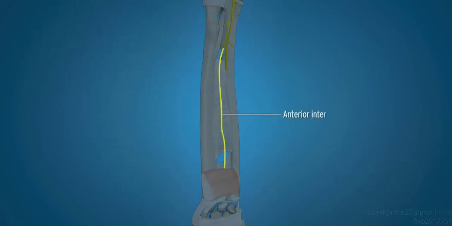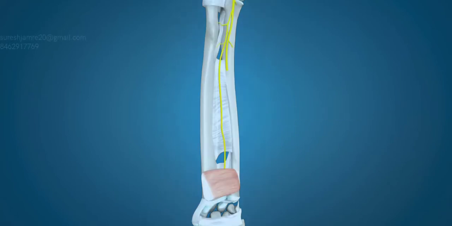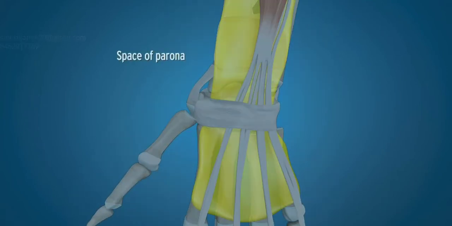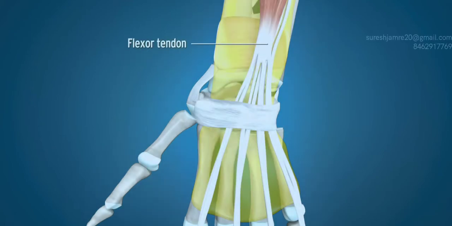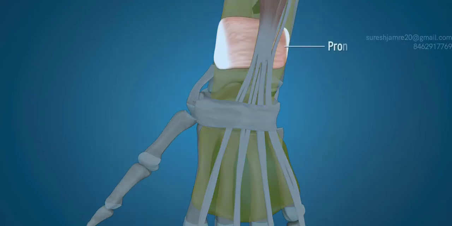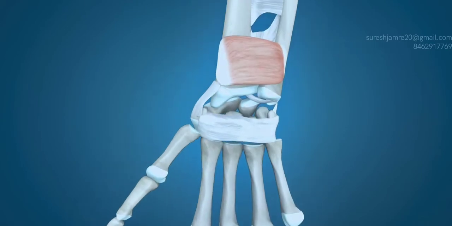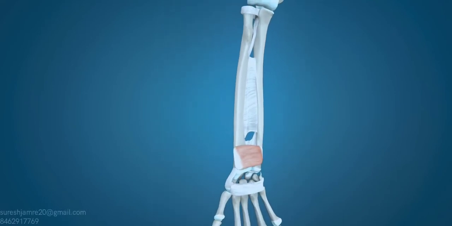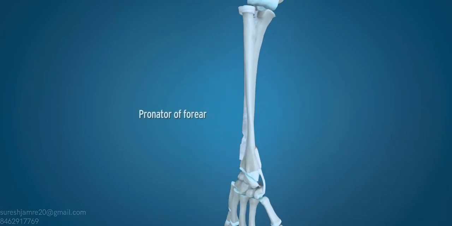The anterior interosseous nerve descends behind the posterior surface of the muscle. The space of Parona, or deep forearm space, lies between the long flexor tendons and the anterior surface of pronator quadratus. Nerve supply: by the anterior interosseous nerve, a branch of the median nerve. Actions: chief pronator of the forearm.